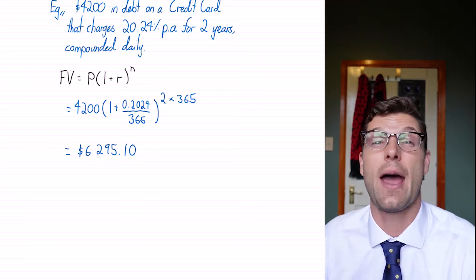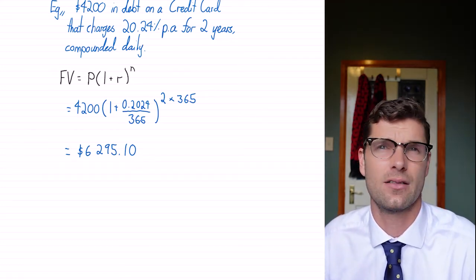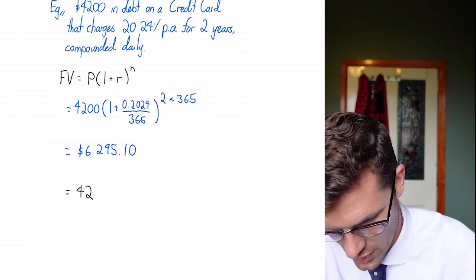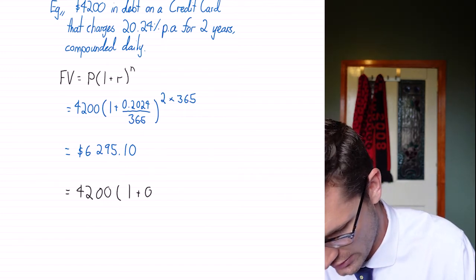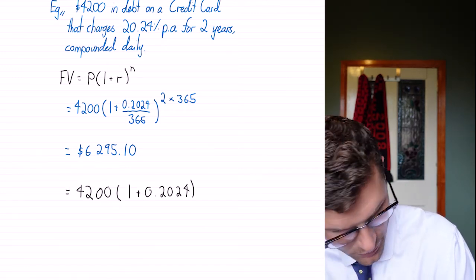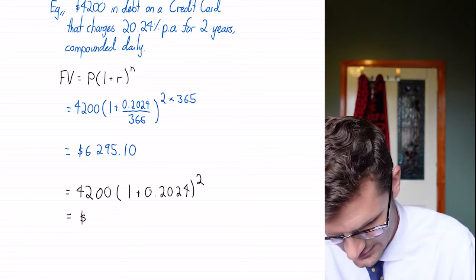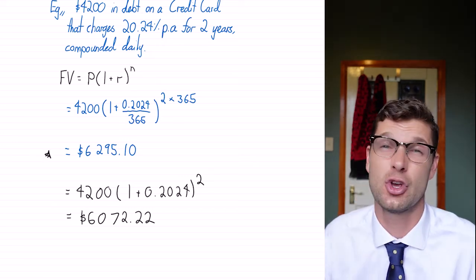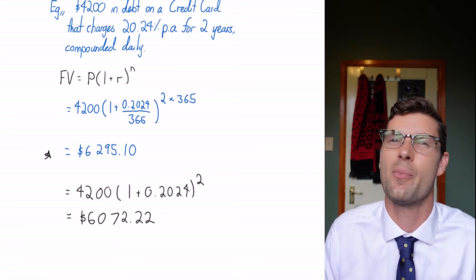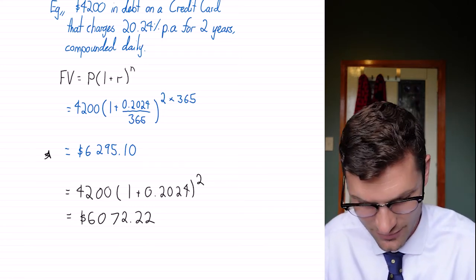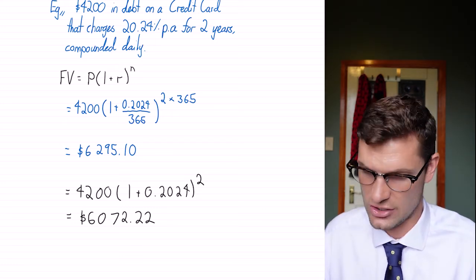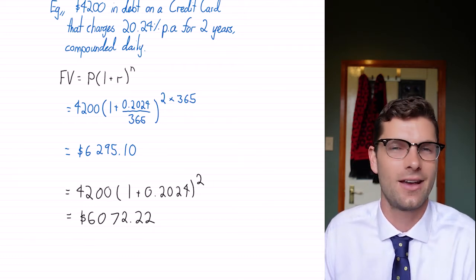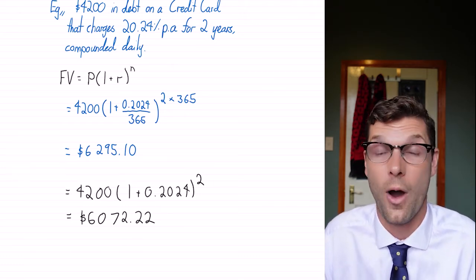If we compare this to what happens if it was compounded just yearly, like the 20% per annum kind of suggests, we'll see that that's equal to 4,200, 1 plus 0.2024 multiplied by 2. Chuck that into your calculator, that's $6,072.22. So in this example, you pay an extra $200 because the bank has decided to compound daily. Seems like a bit of a scam, right? And even though it's only $200 in this example, if there's millions of Australians that are in this debt that's compounding every day, the bank does end up earning quite a lot of money.